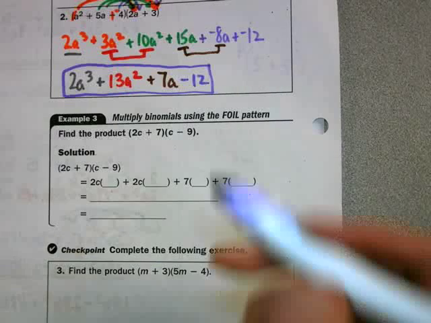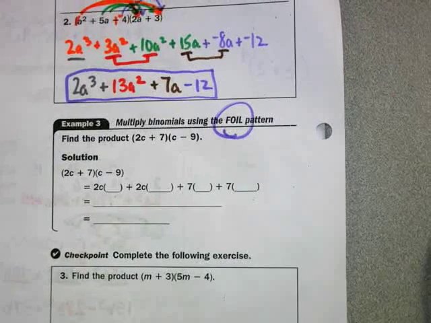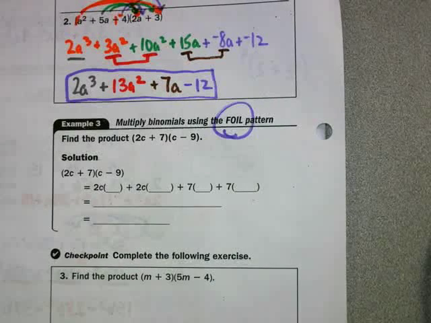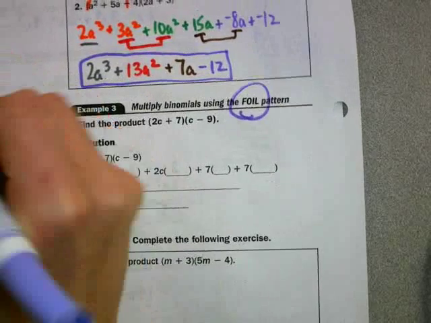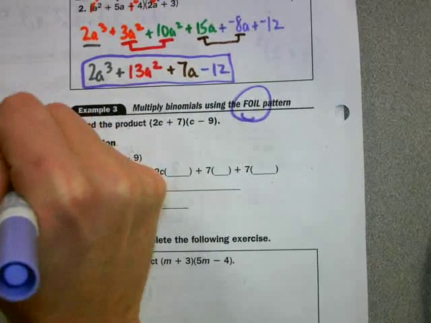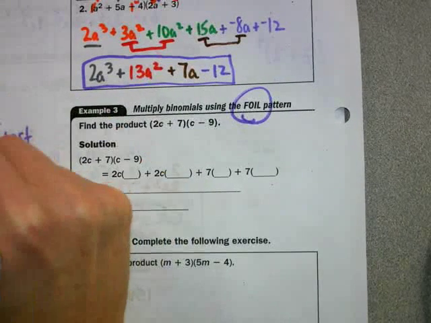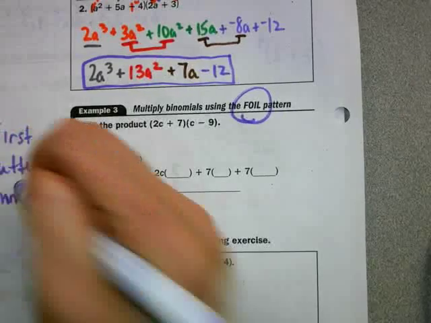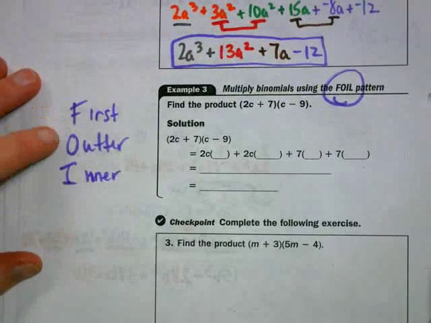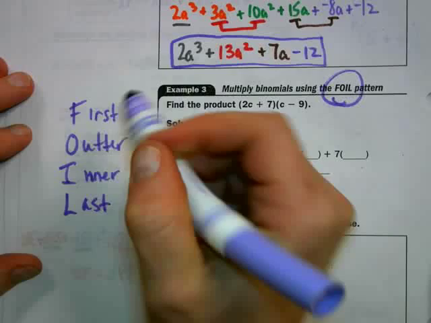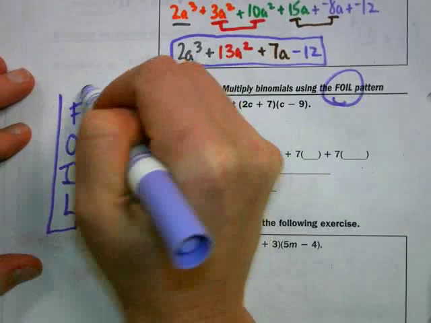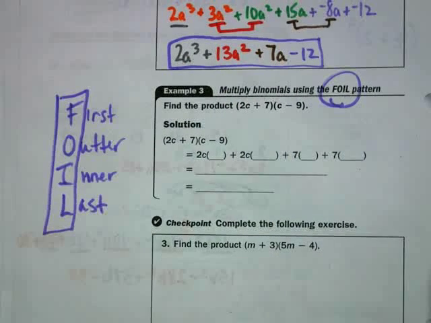Okay, FOIL. It's super fun, and FOIL stands for first, outer, inner, last. That way you can keep track of, did I multiply everything by what it was needed to be multiplied by? Okay? So let's do the long version of FOIL, and then we'll shorten it up.